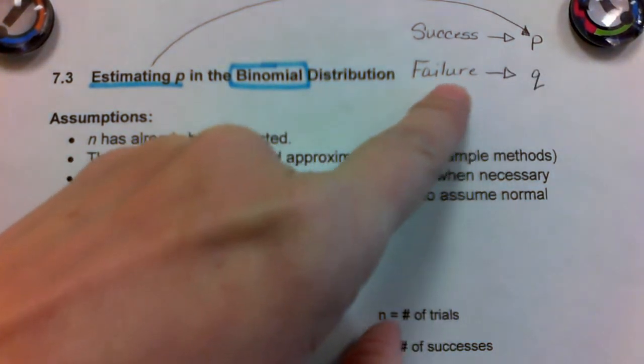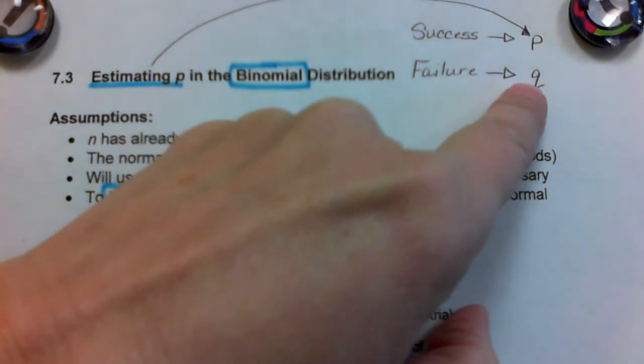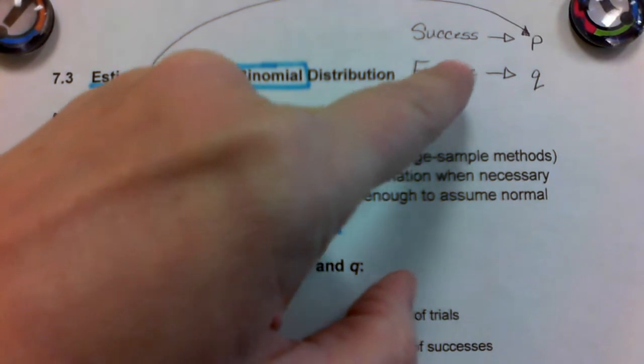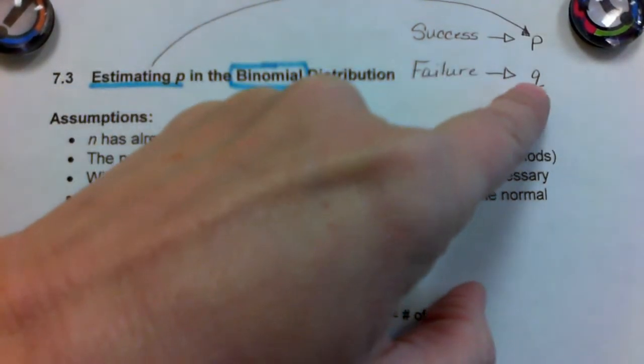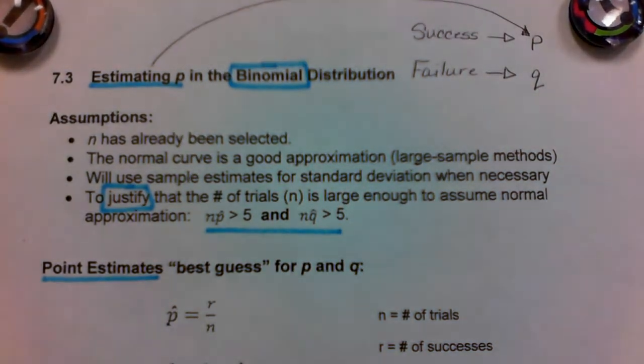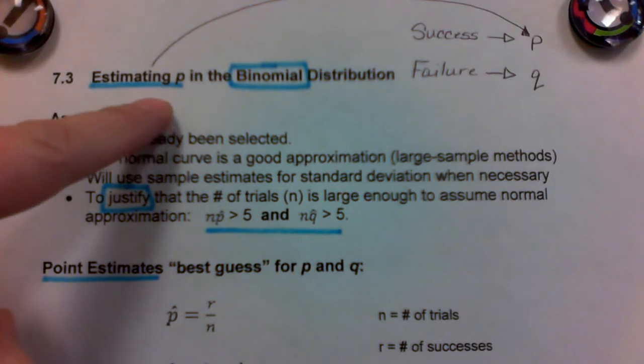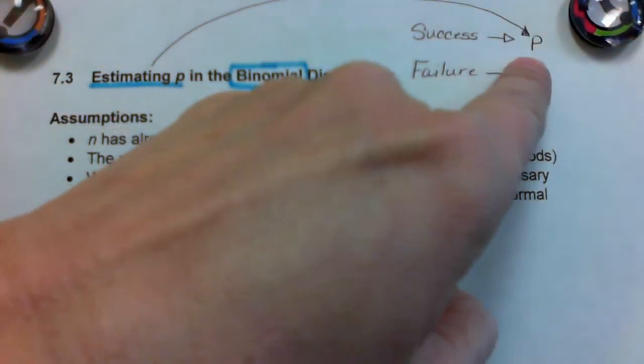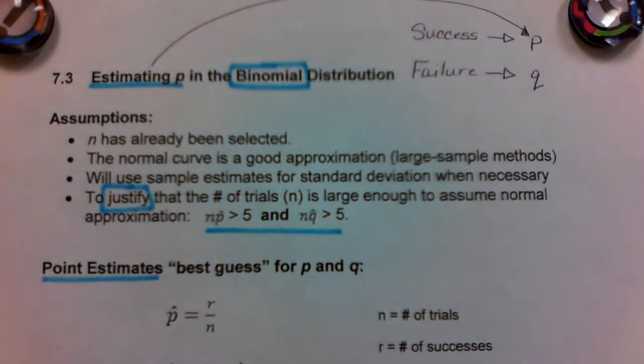And then, of course, failure is the probability of failure, known as q. And what we need to remember is that once you calculate p plus q, it has to equal 1. So what we are estimating, what we don't know, is the probability of success in a binomial distribution.